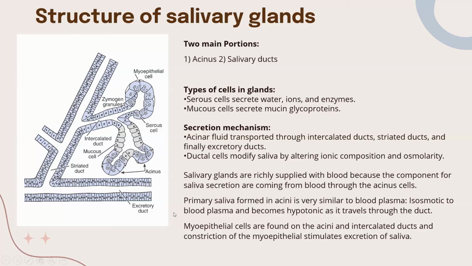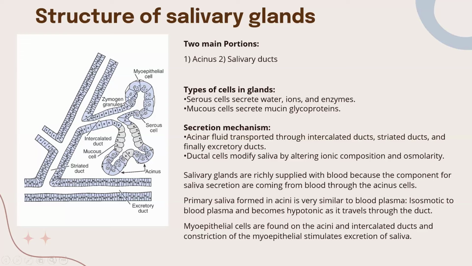Okay, so the primary saliva is formed in the acini. This is the primary saliva, which basically has the same osmolarity as plasma in our blood. But then as it moves through the ducts, it gets modified, its ionic composition is altered, and it doesn't have the same osmolarity as the plasma anymore.